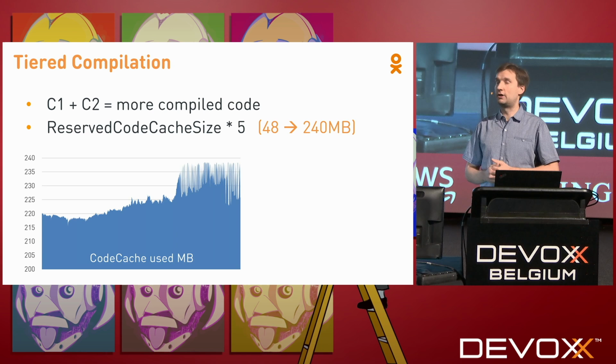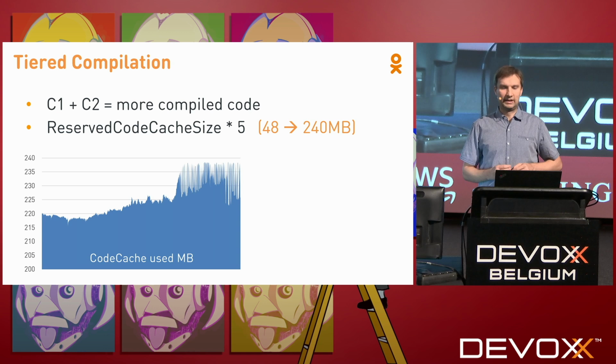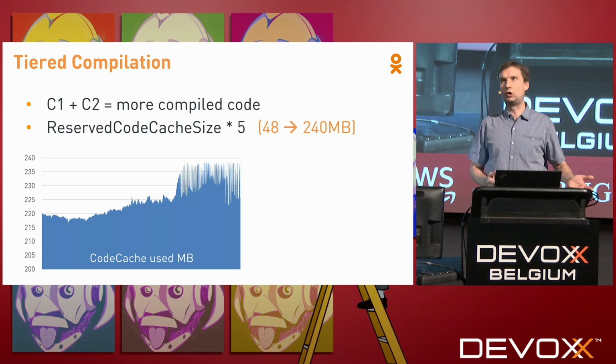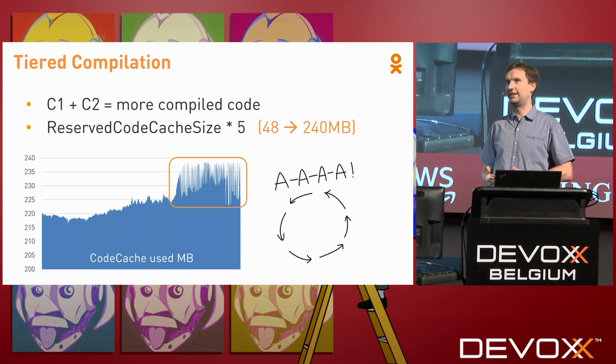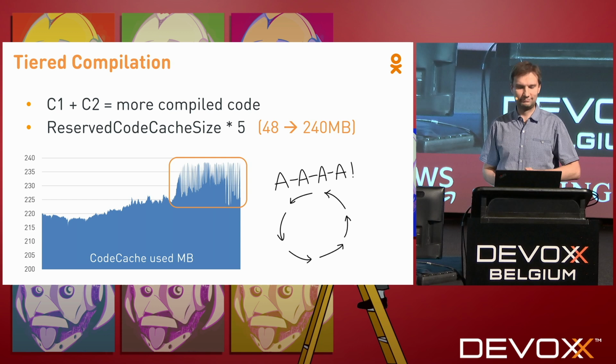And one day we saw big performance degradation with one of our services that was caused by a code cache issue. When the code cache grew up to its limit, HotSpot started to throw away earlier compiled code. But since this code was hot, it started compiling this code again, and guess what happened then? It compiled the code, threw it away, then compiled it again, and basically wasted too much time and CPU resources on compilation.